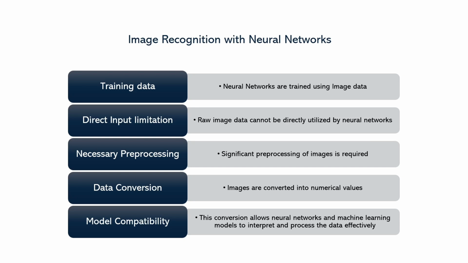Necessary pre-processing. So we pre-process the images. This means we can make some changes like resizing and adjusting them so that the neural network can handle them better. In data conversion, we convert these images into numbers. Each pixel in the image gets a number that represents a color. This turns the image into a format that neural networks can understand. As you see, in model compatibility, finally the numbers are fed into the neural network. Now the neural network can analyze the data and recognize patterns, helping it understand what's inside the image.